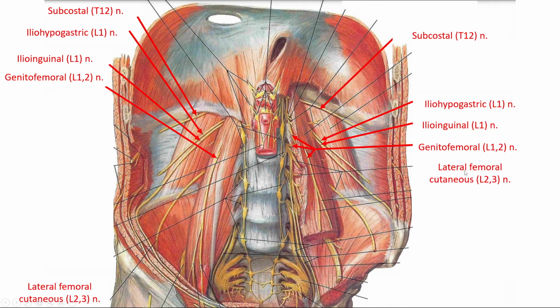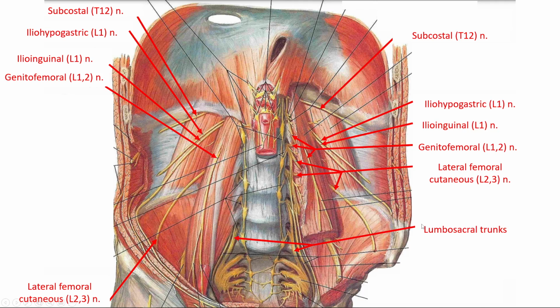Next, we have the lateral femoral cutaneous nerve, which can be seen here. You can see the nerve roots L2 and 3, creating this lateral femoral cutaneous nerve. Similarly, you can see it on the left side. The lateral femoral cutaneous nerve is exactly what it sounds like. It provides sensation to the lateral aspect of both thighs.